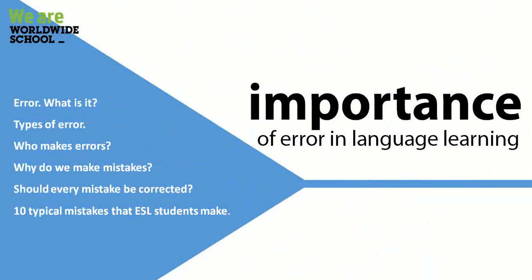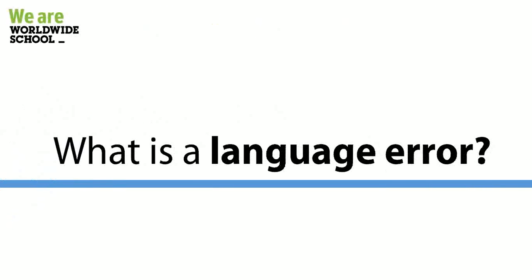Here on the left side of the screen, we have the structure of today's presentation. First we'll try to answer the question, what an error is, and define it. Then we're going to take a look at types of error. Then we'll try to answer the question, who makes errors? Then, why do we make mistakes? Then, should every mistake be corrected? And finally, we'll take a look at 10 typical mistakes that ESL students make. So without much further ado, let's move on to the first section of today's presentation.